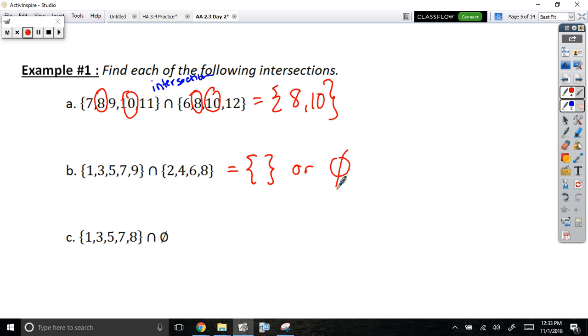All right, the next one, intersection of this set and the empty set. So what is in common between these two sets? The brackets. That's it. So the empty set again. Now if you look at example 2, all the questions are the same. All I've done is flip the symbol. So all the number sets are the same. We're just flipping the symbol around to be a union.